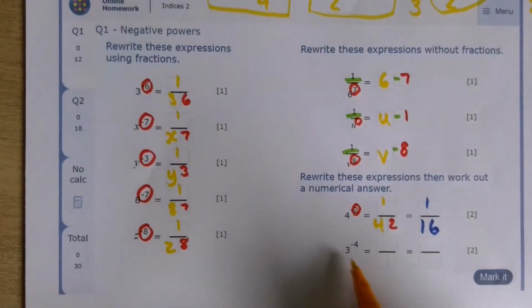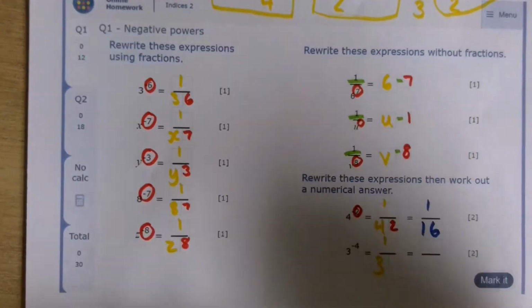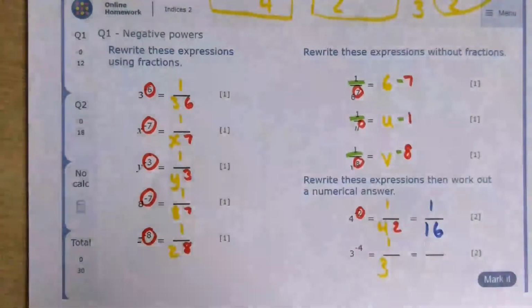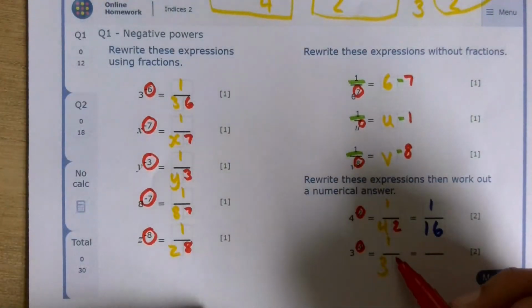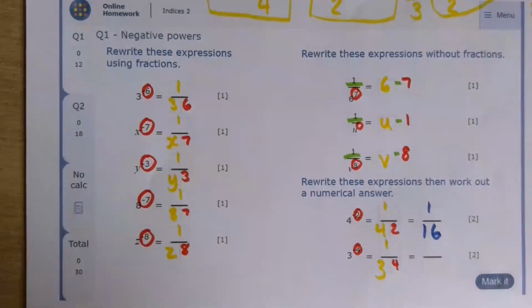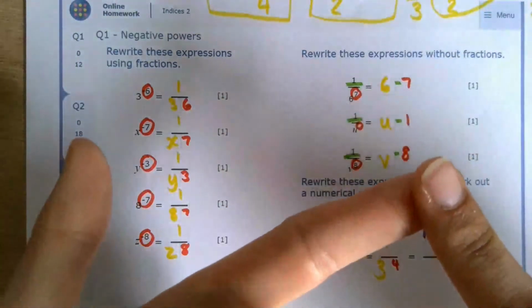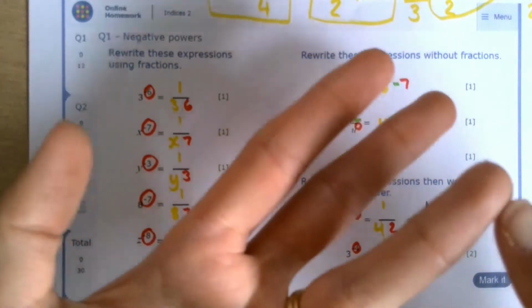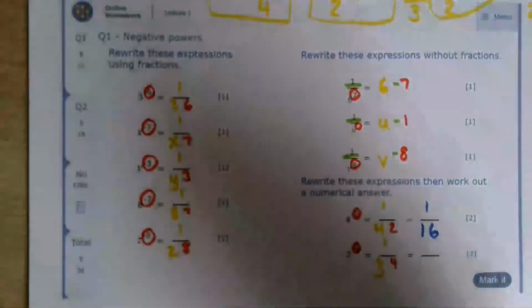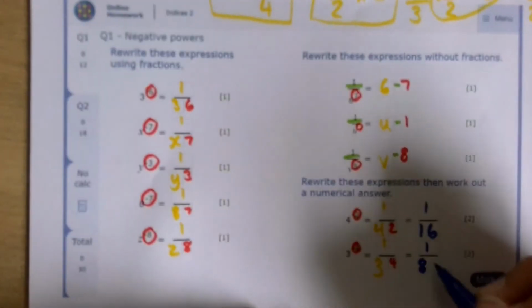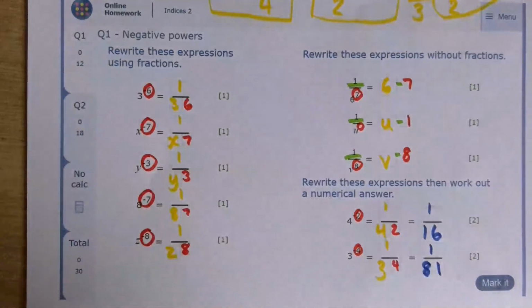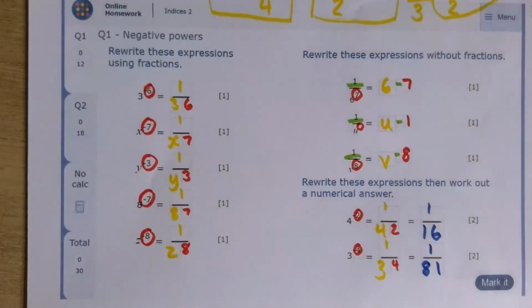Okay, so again, 3 is an integer, so it's going to be 1 over 3 to the power of something, 3 to the power of 4. So our answer is going to be 1 over 3 to the power of 4. That means 3 times 3 is 9, times 3 is 27, times 3 again is 81. I'm not expecting you to remember that off the top of your head, but you might be expected to work that out without a calculator in an exam.